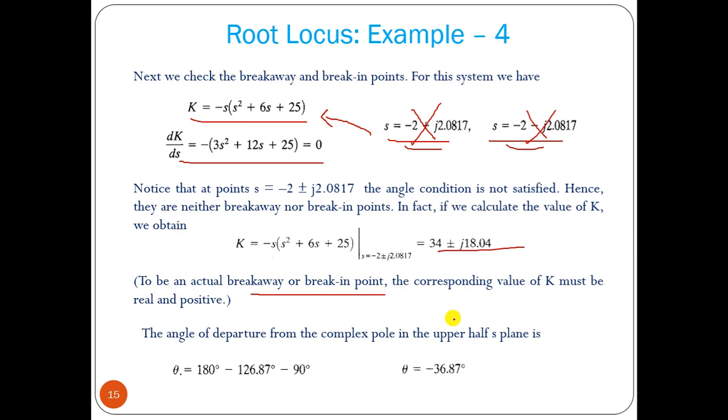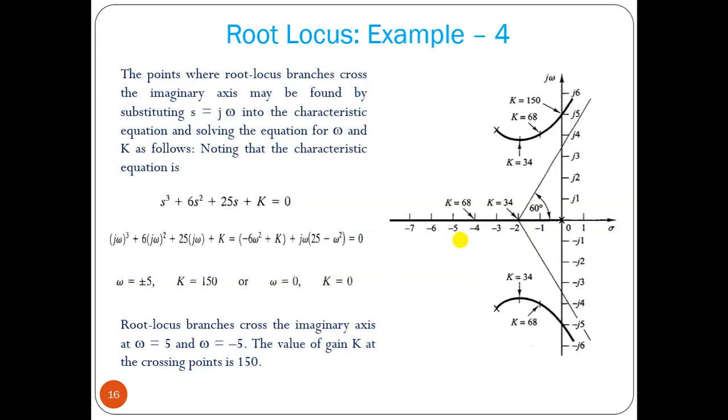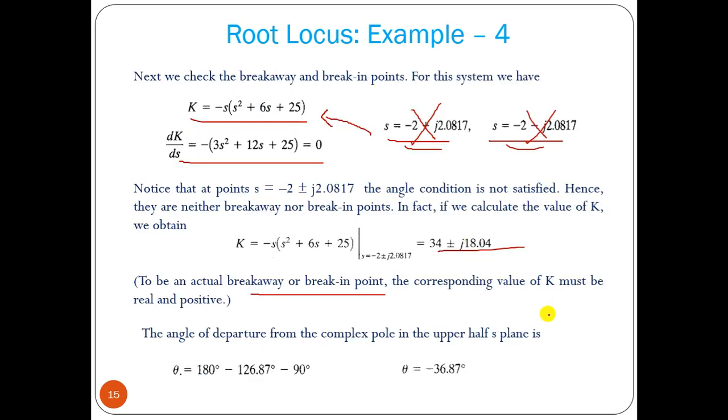Now we have to find out the angle of departure. For that, say we have this particular plot. We have one pole here, another pole, and another pole. If we want to find the angle of departure of this particular pole, we have to connect this pole to this pole, and connect this pole to this pole.